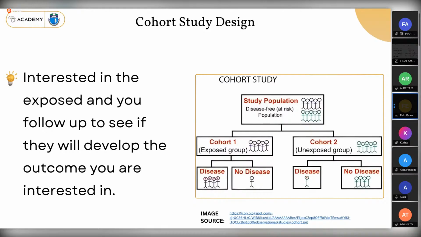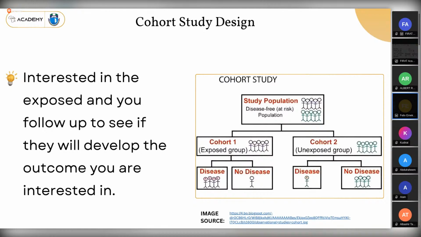Now, in a cohort, it is different. In a cohort, none of the participants have the outcome. And most times, you are responsible for the exposure. In a case control study, 100% of the exposure, you didn't cause it. The exposure was in the environment. Like for those that have hearing problems, you didn't expose them to loud sound. It was already in the environment.